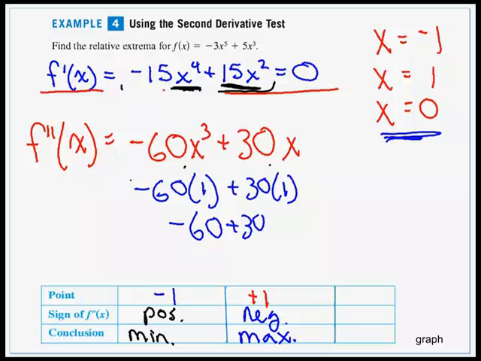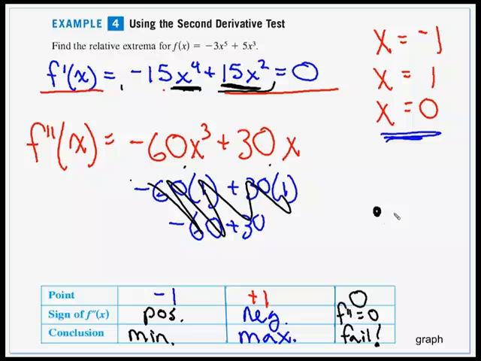And we have one more x value to go, that is x is 0. When we plug 0 in, we get 0 plus 0 is 0, so we get f double prime is equal to 0, or the test has failed. Our test failed at that one critical number. But remember, we can always go back and perform the first derivative test that we learned about in the previous section.